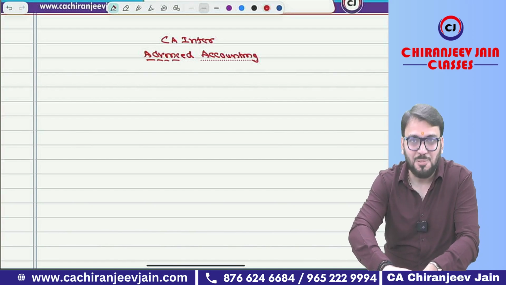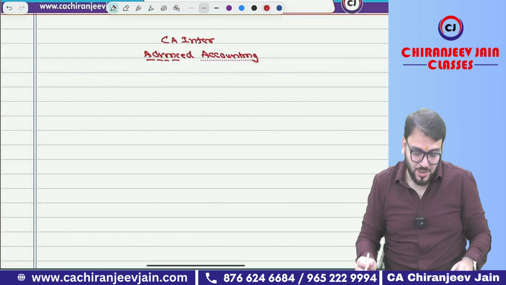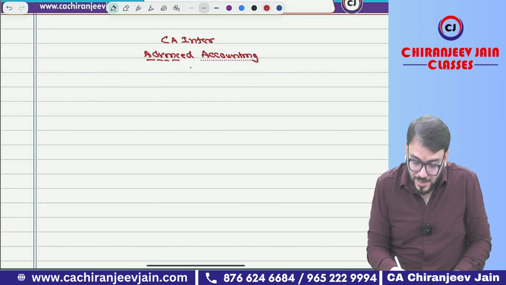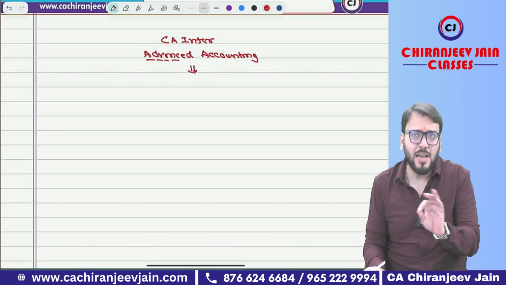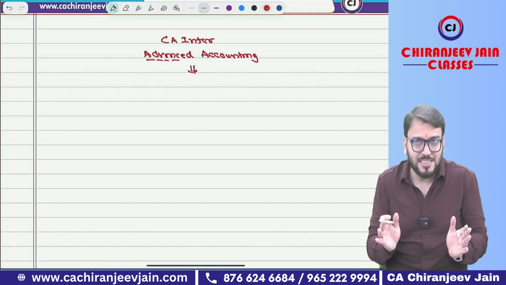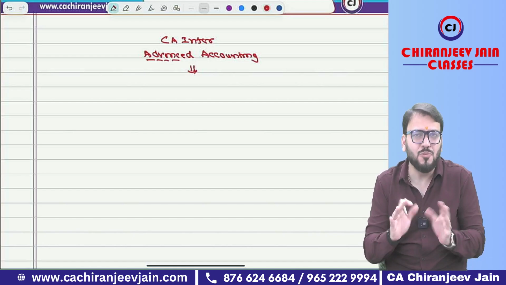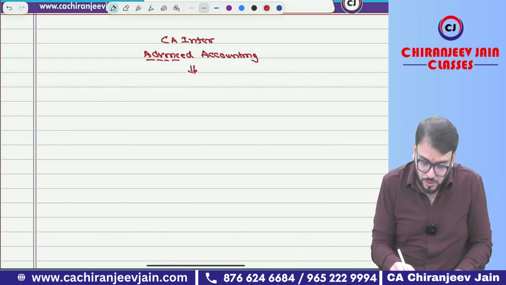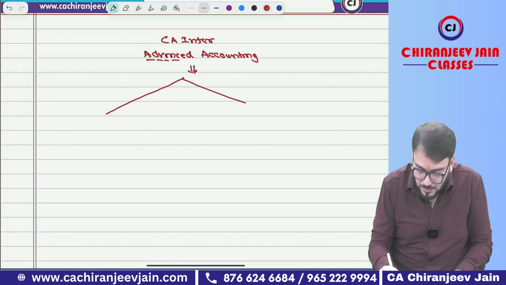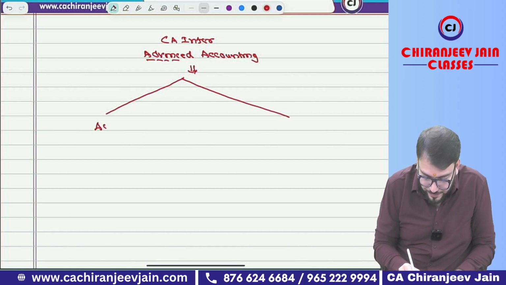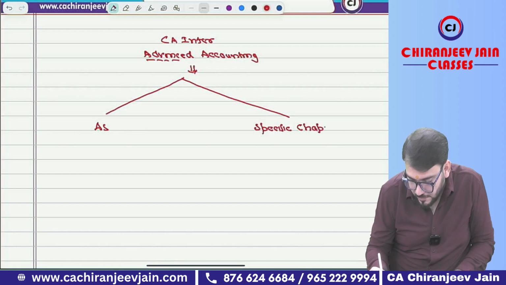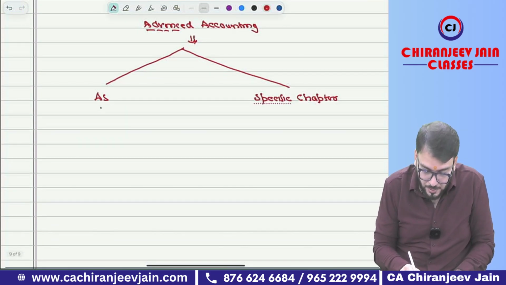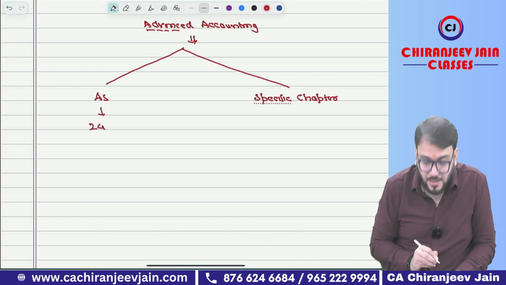Now, can we start once again, everyone? Yes, sir. So now we are going to start our Advanced Accounting paper, the first chapter. Of course, I have divided the entire syllabus into 5 parts. I have already said this. There are accounting standards and specific chapters. There are 24 accounting standards.